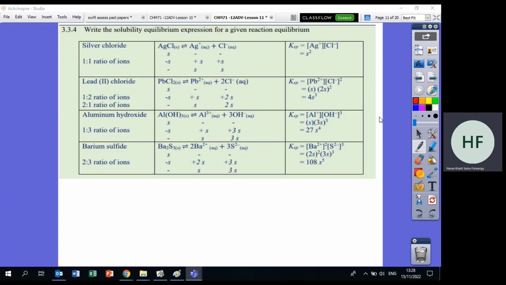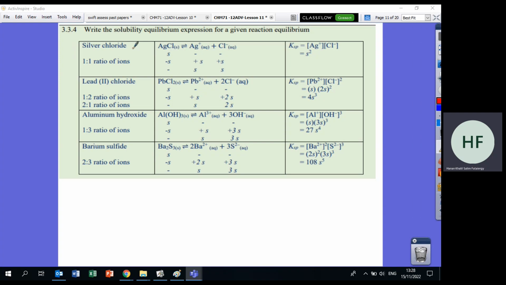Okay, now another question. Now these are all the solubilities. We spoke about them before. We said AgCl dissociates into Ag and Cl, so S times S, S squared. PbCl2 will dissociate into Pb and 2Cl, S times 2S squared, so the KSP will be 4S cubed. Now Al(OH)3 will dissociate into Al and 3OH.